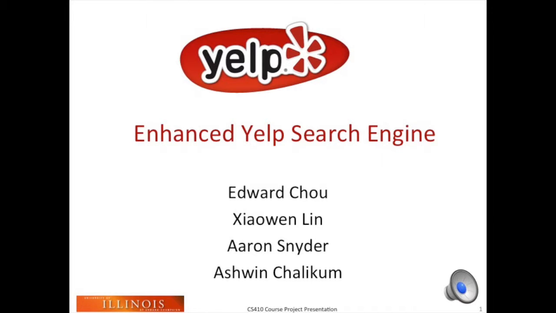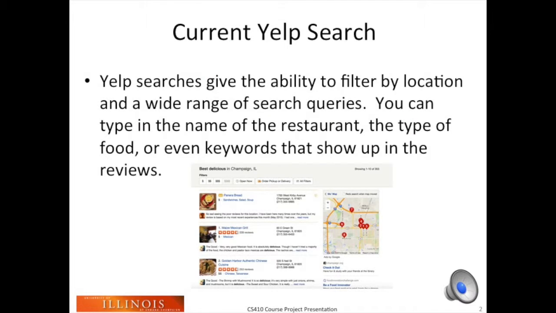Hi. So, for our final CS410 project, we decided to create an enhanced Yelp search engine. The current Yelp search engine is already pretty powerful. You have two search queries to filter by a keyword and a location, and the keyword can be used to specify a lot of things, like the type of restaurant, the name of restaurant, or words that show up a lot in the restaurant descriptions or reviews.